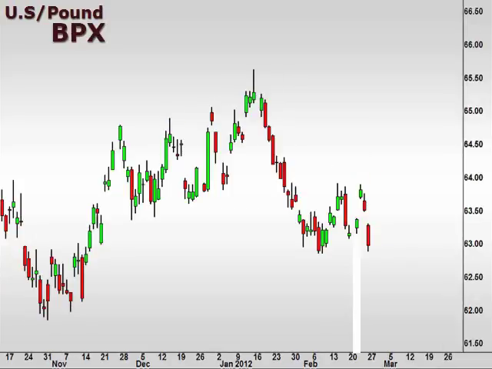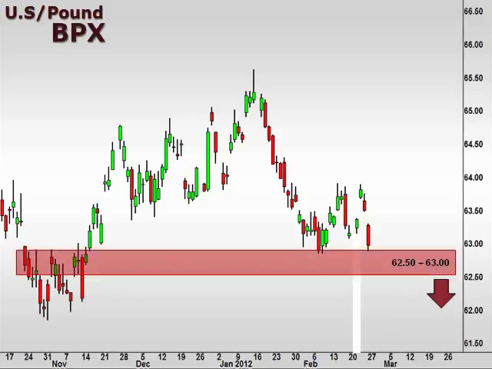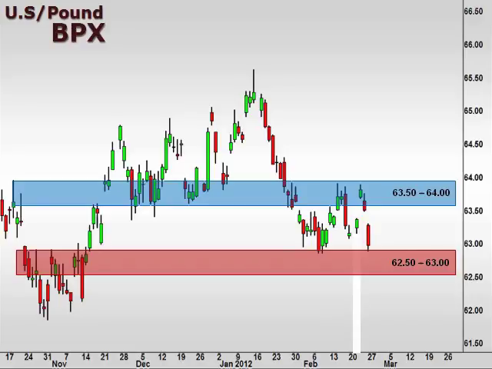Next up, the BPX, the US dollar versus the British pound. Well, the BPX finished last week with a test of support at 63. We may see a continuation lower towards 62.5 this week. And a break below 62.5 opens the window for a continuation lower. A bounce this week, however, is likely to retest the 63.5, 64 level for resistance.